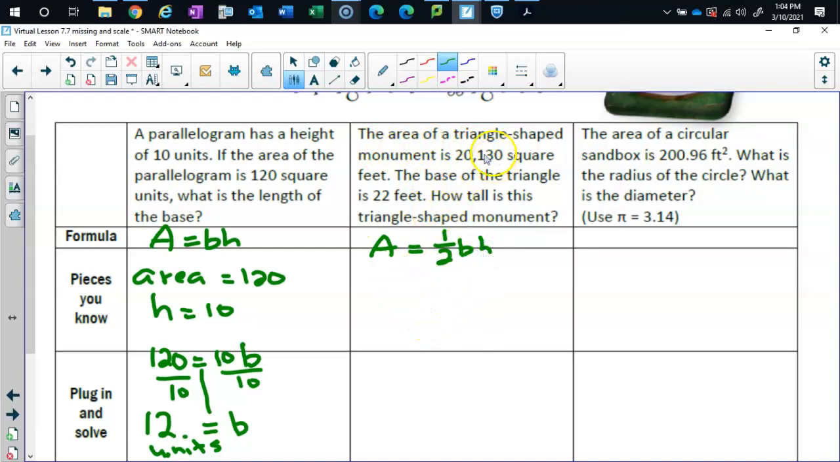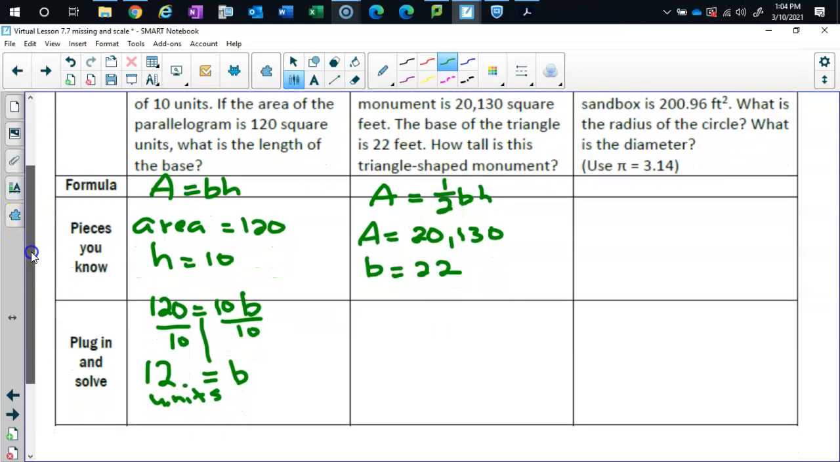Now, what do we know? Well, we know that the area is 20,130, and the base is 22. We're looking for the height. So we are going to take these numbers and substitute them into our formula in the right spots. So A is 20,130 equals 1/2 times the base of 22. We don't know what the height is, so we keep it as H.